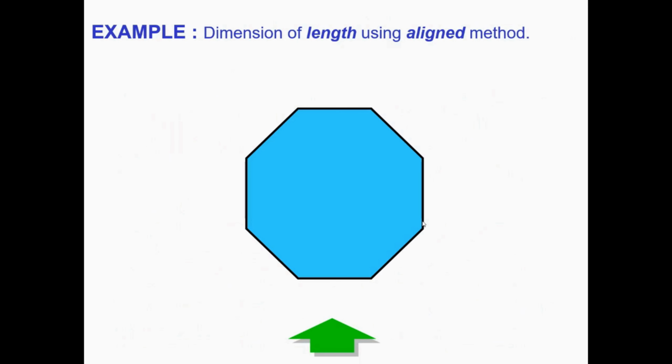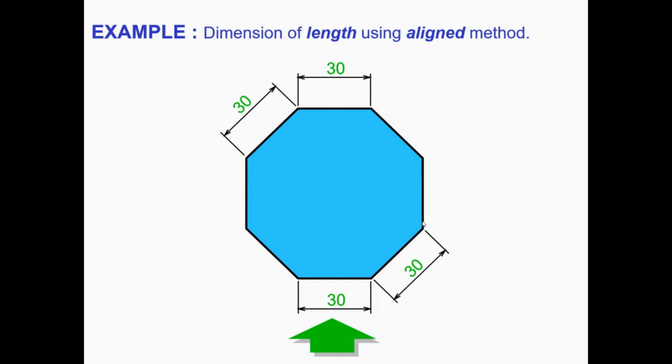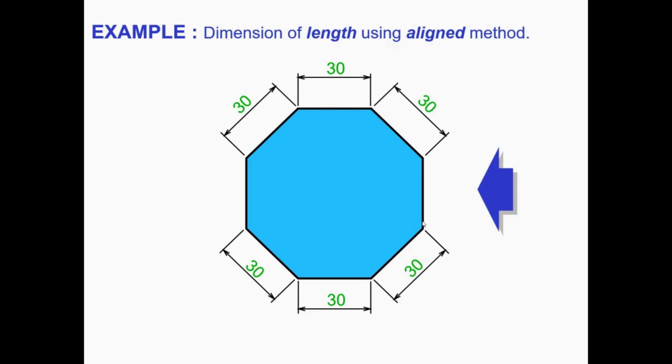So let's look at an example. So the dimension of the lens using the align method. So if you could see, we have all the dimension aligned to the size of this particular polygon. So at the point where the side is inclined, we also have the dimension figure also inclined, that is, it's aligned to the sides.